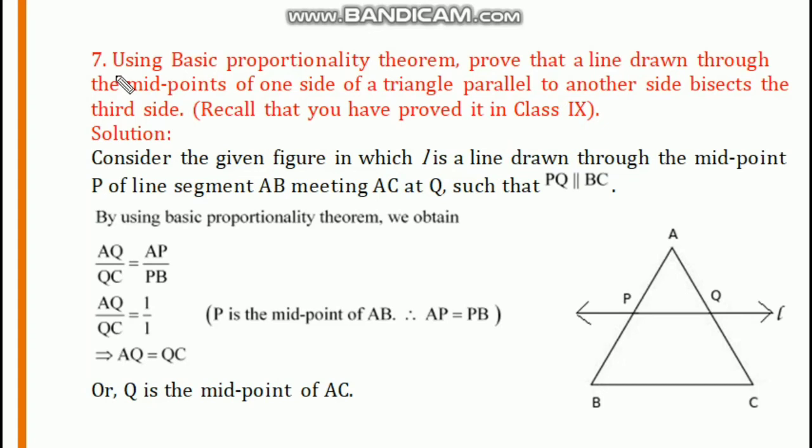Students, let's discuss exercise 6.2 seventh sum. Using basic proportionality theorem, prove that a line drawn through the midpoint of one side of a triangle parallel to another side bisects the third side. So recall that you have proved it in class 9.